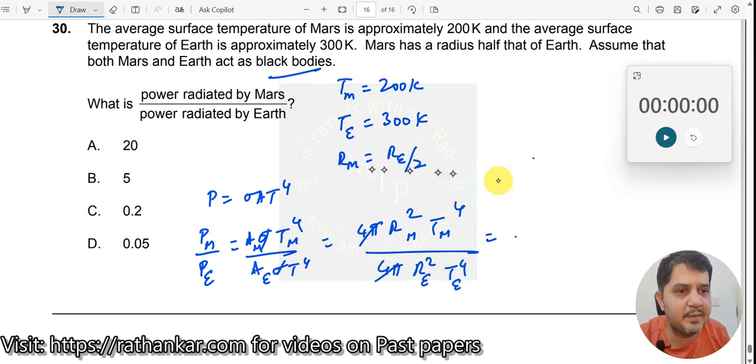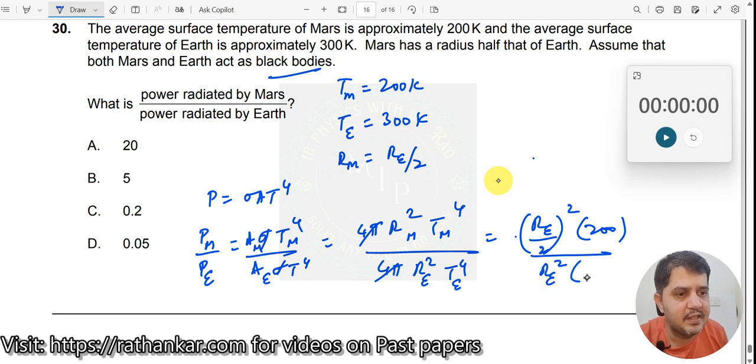Now what is R_M? R_M is equal to R_E by 2. Let us substitute R_E divided by 2 the whole square into T_M. What is T_M? T_M is 200 Kelvin. 200 divided by, what is this now? R_E square into 300. This is to the power of 4.